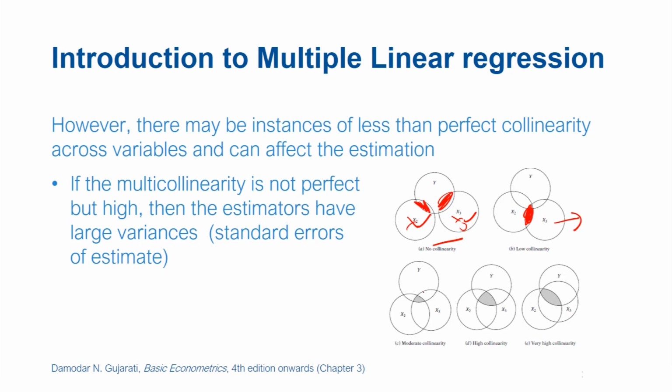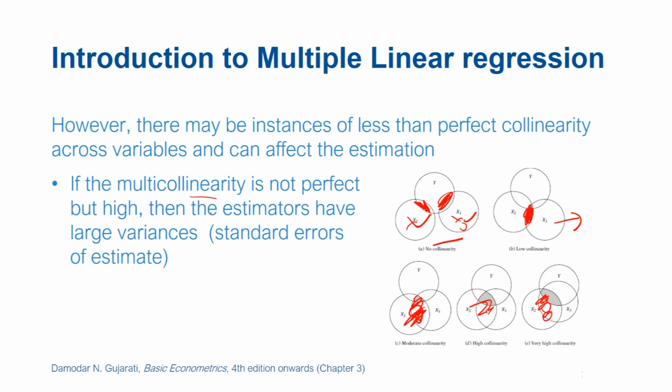Depending upon this common area, if it increases a lot, like here or here or here, this represents very high levels of collinearity, and this is not good for the estimation. Particularly, if the multicollinearity is not perfect, like the previous case that we just discussed, but high, then the model will run. The model is not indeterminable. The model can be determined.